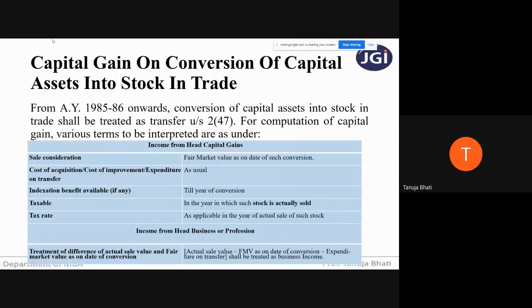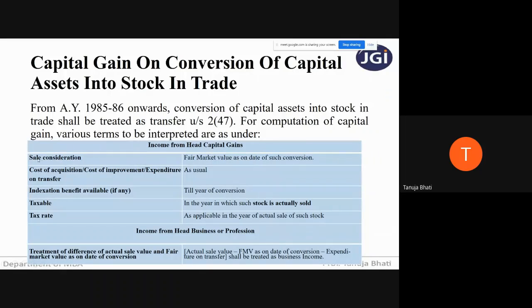Now, what we have to do in this situation, let us see. As I already explained in my previous session, whenever any capital asset is being converted into stock in trade, there are two types of incomes that are being generated. One is income from head capital gains. One is income from head business or profession. Why business or profession? Because the stock word is involved. So income from head capital gains, we know that there are different terms involved. What are the terms? Sale consideration, cost of improvement, cost of acquisition, and expenditure on transfer.